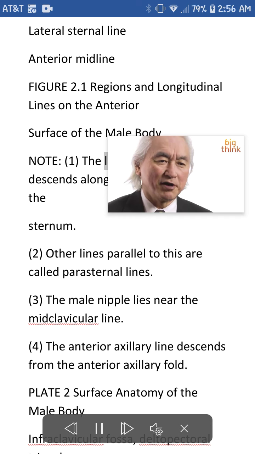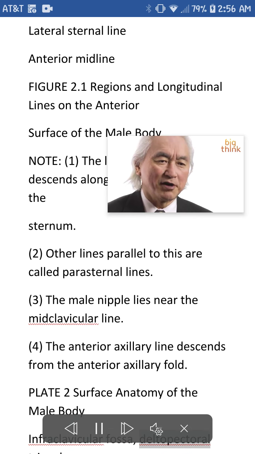Note: 1, the lateral sternal line descends along the lateral border of the sternum. 2, other lines parallel to this are called parasternal lines. 3, the male nipple lies near the midclavicular line. 4, the anterior axillary line descends from the anterior axillary fold. Plate 2, surface anatomy of the male body.